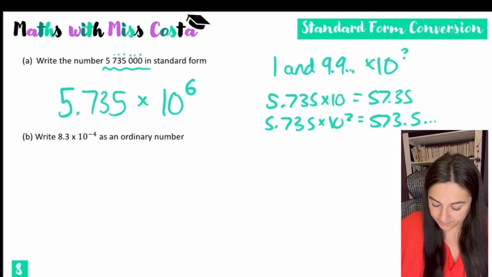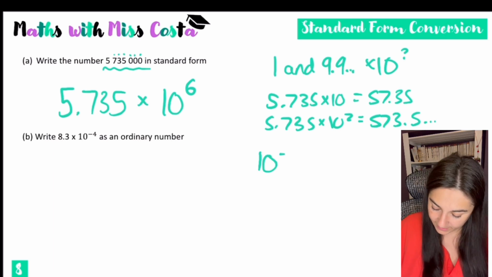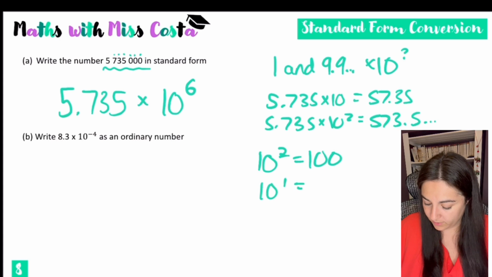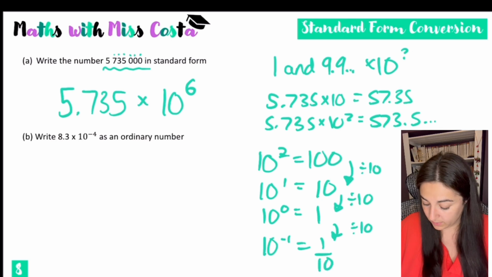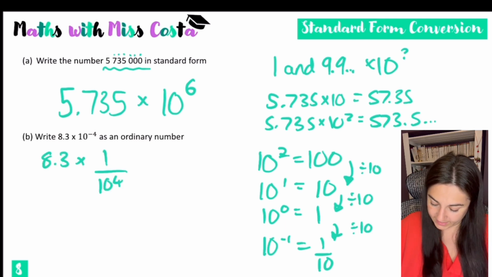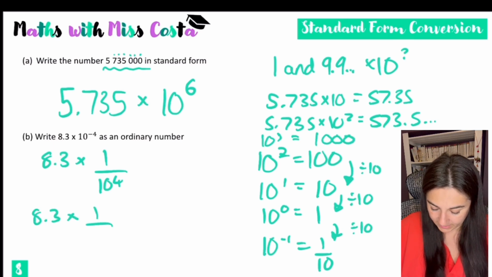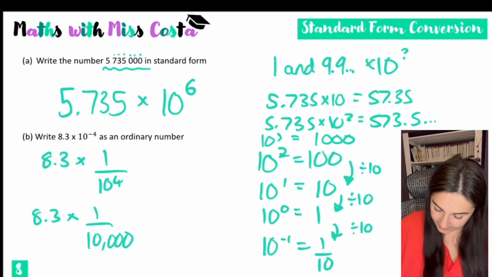Over here, when you've got a negative, so times 10 to the power of minus 4, let's think about what's happening. If I had 10 squared, that's 100, 10 to the power of 1, that's 10, 10 to the 0, that's 1. What happens when I go into my negatives? Well, the pattern tells me I'm dividing by 10 each time. So when I go into my negatives, that means 1 over 10, or you could write that as 0.1. So essentially, what that means is 8.3 times 1 over 10 to the power of 4. What's 10 to the power of 4? Well, 10 cubed is 1,000, so 10 to the power of 4 must be 10,000. How else could you write that?